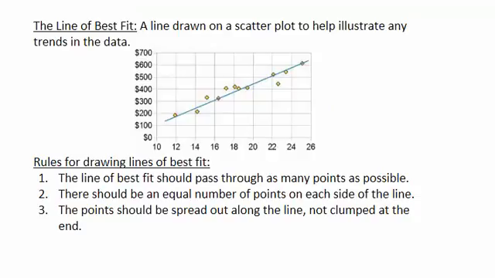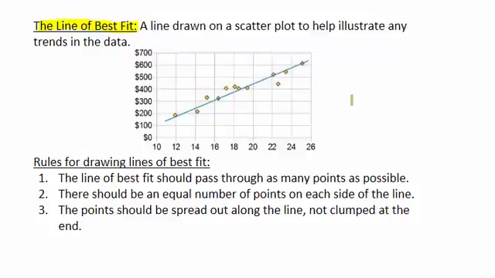The next topic we're going to introduce to you is called the line of best fit. This is a line that is drawn on a scatter plot to help illustrate any trends in the data. As you can see here, we have some data, and this blue line is our line of best fit. When you draw a line of best fit, there are a few rules you must follow.